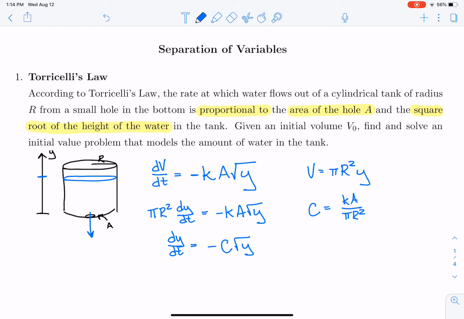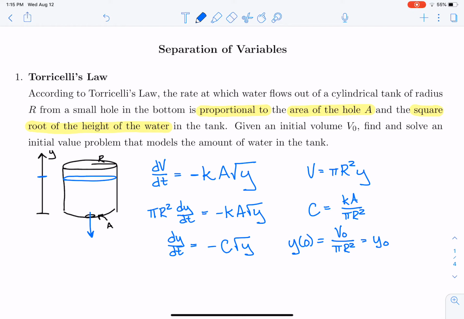Now there's an initial volume V sub 0, and so we've got to relate that to the initial height. So y of 0, the initial height, should be V sub 0 divided by pi r squared. It's the initial volume divided by the base area, pi r squared. And we're going to call that y sub 0. And so what we're going to do is solve this system: dy/dt equals minus c times the square root of y, and y of 0 equals y sub 0.